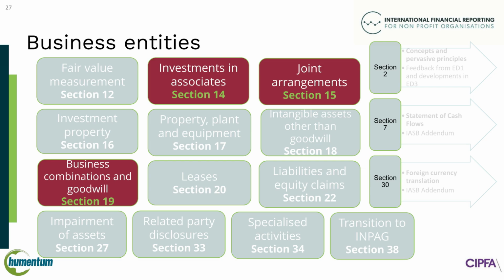Section 9 on consolidated and separate financial statements, which was in Exposure Draft 1, will be useful in making assessments about interests in other entities.